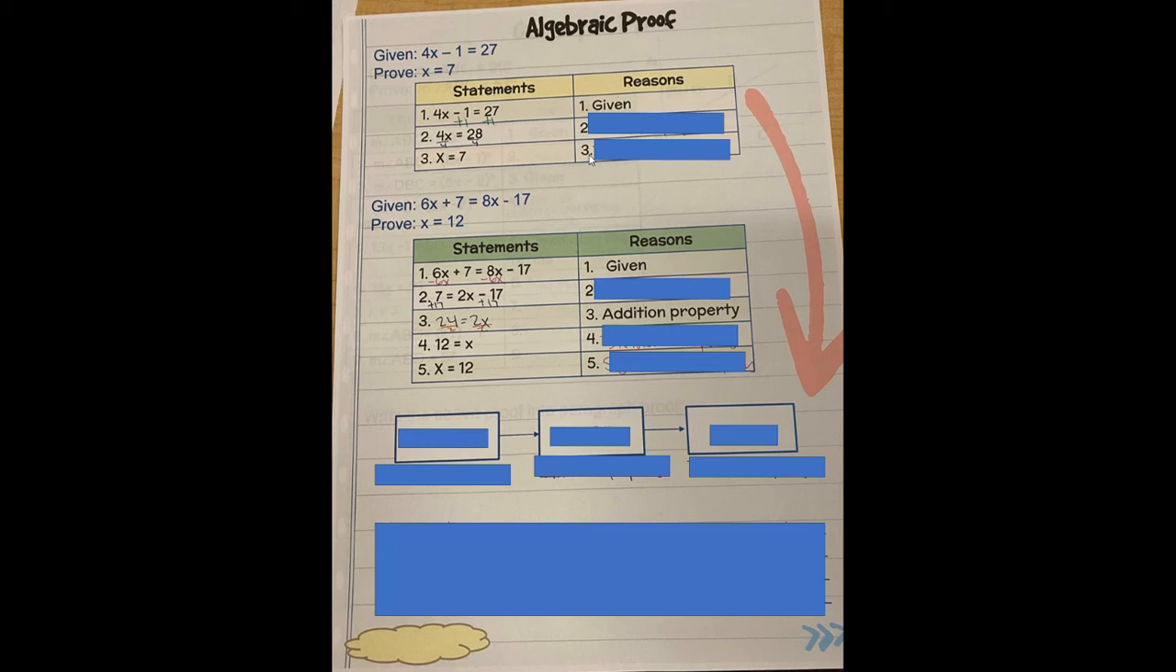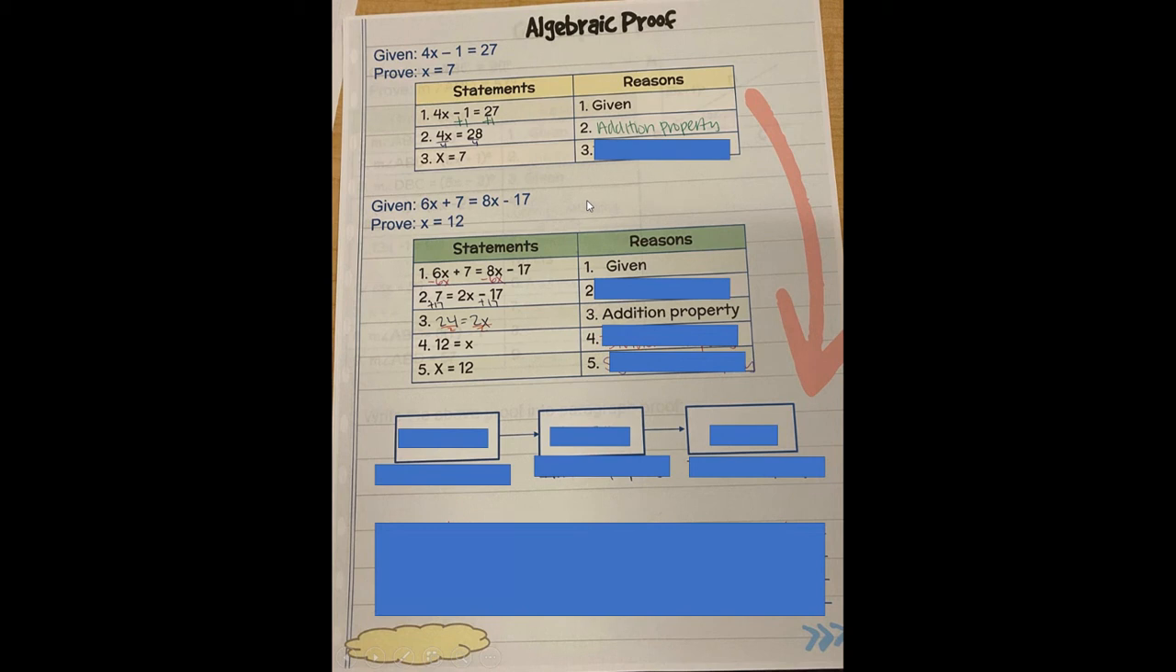What would be our first step in solving for x? We have to get x by itself on one side. We see that it's being multiplied by 4 and then subtracted by 1. Remember, we do the opposite, so we add 1 to both sides, and we're left with 4x equals 28. What did we say we did? We added to both sides. Go back to your properties list. That is our addition property.